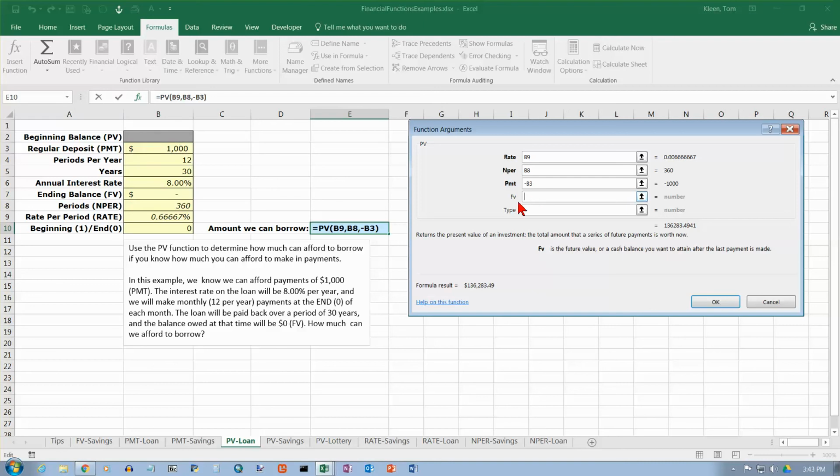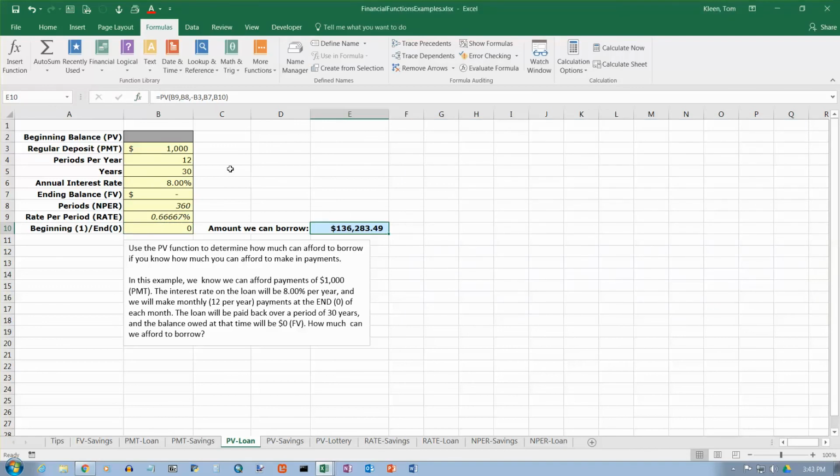And what's the future value of this going to be? That's the ending balance, so it's going to be B7. And what's the type, beginning or end? And we said it's going to be the end, so we put a zero in there. Again, we're putting cell references in here. We're not putting numbers in there. It's a bad idea to put actual numbers in. So let's click on OK.